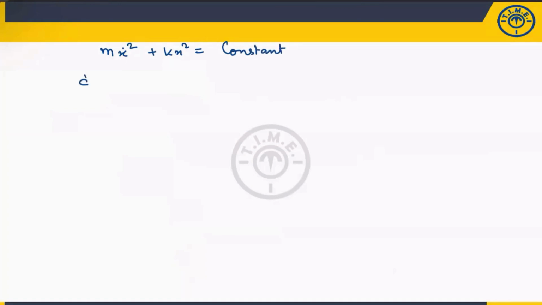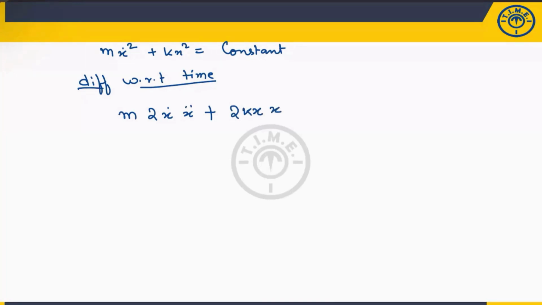So if I differentiate with respect to time, what will I get? m times 2 x dot. You have to use the chain rule. First you differentiate x dot square to get 2 x dot, then x dot is also varying with time, so this becomes x double dot, plus 2 k x, and again the differentiation of x is x dot, which will be equal to 0. So from here you can easily write 2 x dot times (m x double dot plus k x) is equal to 0. That means m x double dot plus k x is equal to 0.